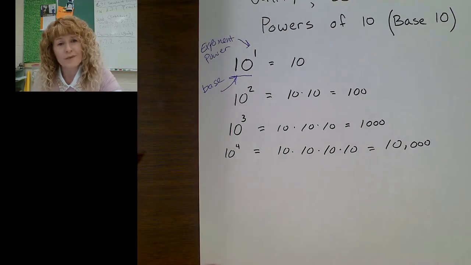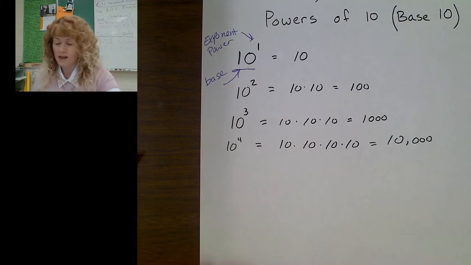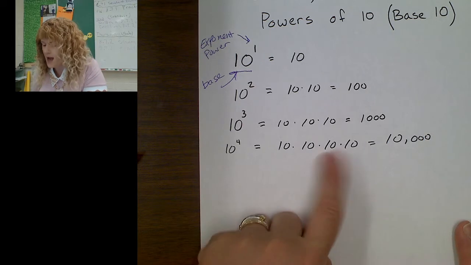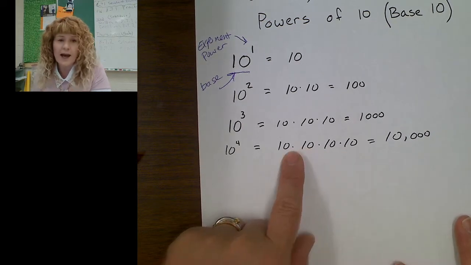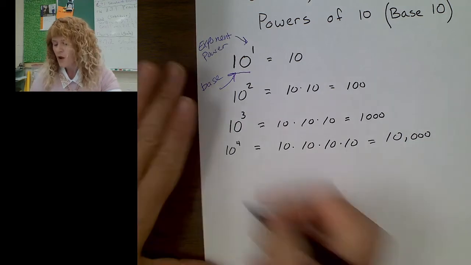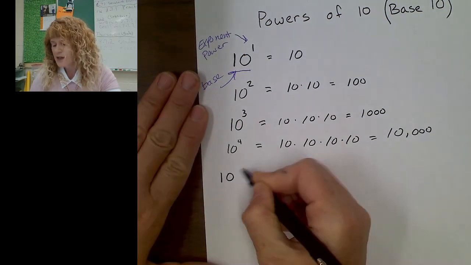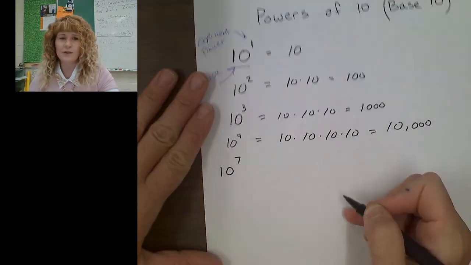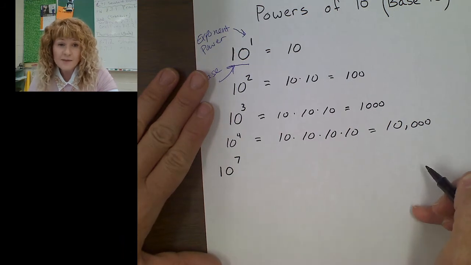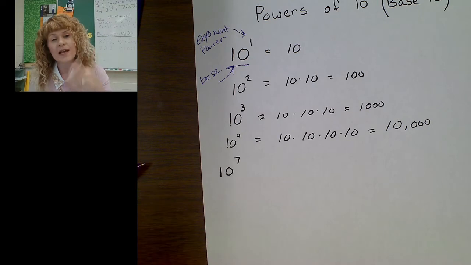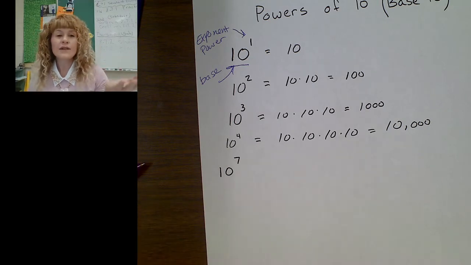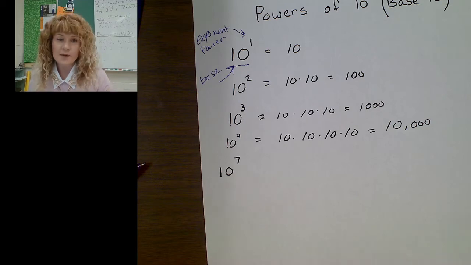Oh, are we going to keep going? This is exhausting. I can't keep writing it out in expanded form and then counting up how many tens I have. What if my teacher gave me 10 to the 7th? Do I have to write that out 7 times? No. Now you can recognize the pattern. Every time you multiply by 10, you put on another 0.